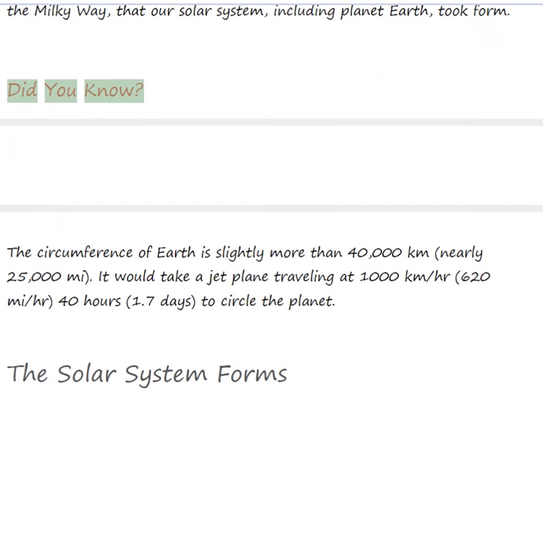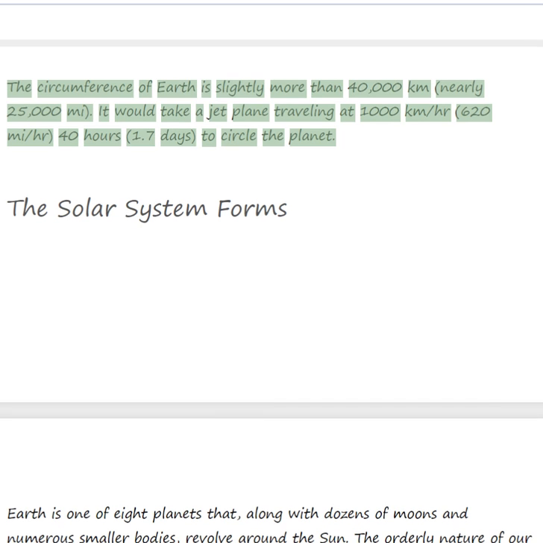Did you know? The circumference of Earth is slightly more than 40,000 kilometers.